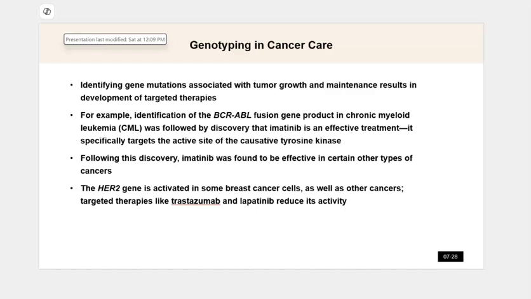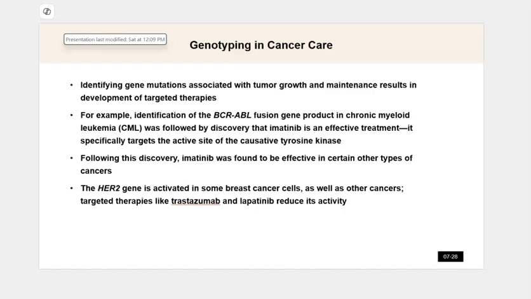But now, instead of giving non-specific chemotherapy, we can genotype the cancer. And if we can find these mutations and use targeted drugs for them, typically the drugs are better tolerated and they're more effective with less side effects typically. The example that they're talking about here is that if we can identify the BCR-ABL fusion gene in CML, that led to us creating imatinib that we knew could be an effective treatment. So once we had imatinib, well then we started using it on other types of cancers and found that it also was effective.